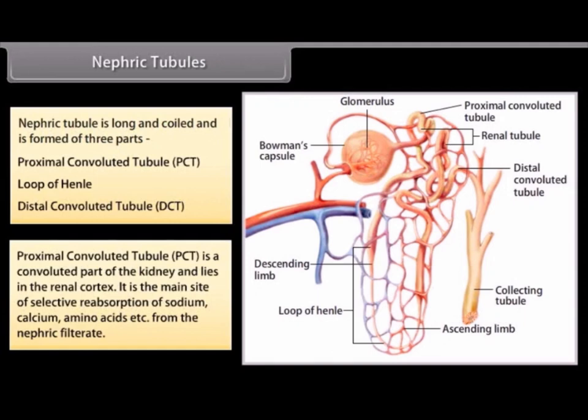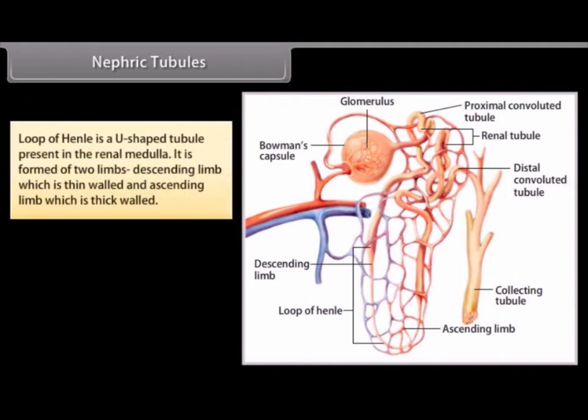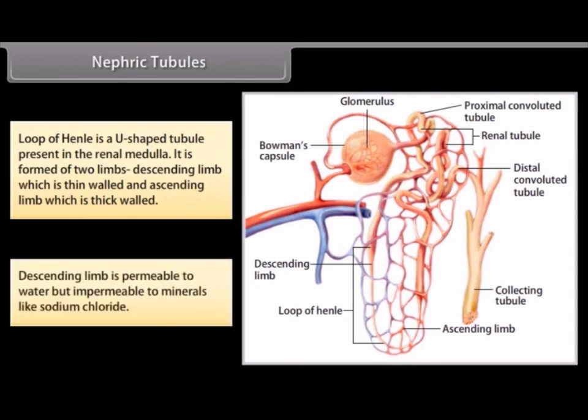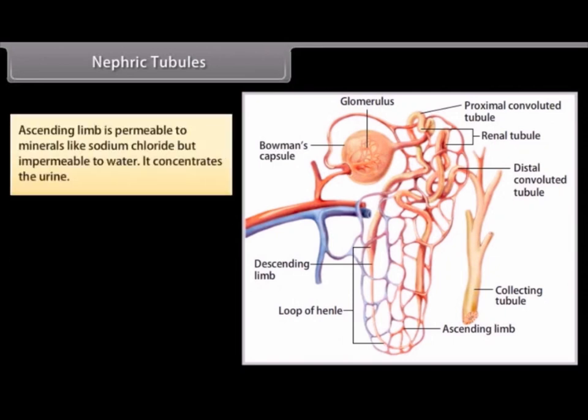from the nephric filtrate. Loop of Henle is a U-shaped tubule present in the renal medulla. It is formed of two limbs, the descending limb which is thin-walled and the ascending limb which is thick-walled. The descending limb is permeable to water but impermeable to minerals like sodium chloride. The ascending limb is permeable to minerals like sodium chloride but impermeable to water. It concentrates the urine.